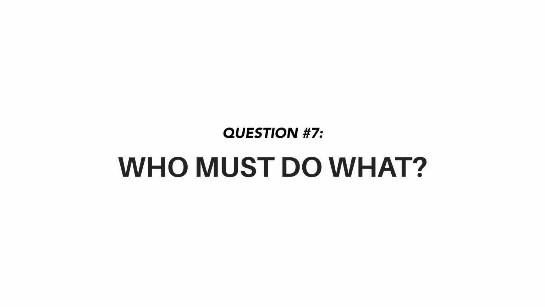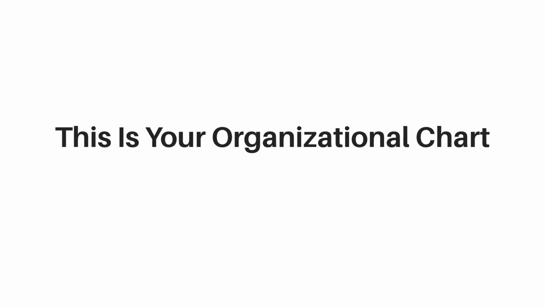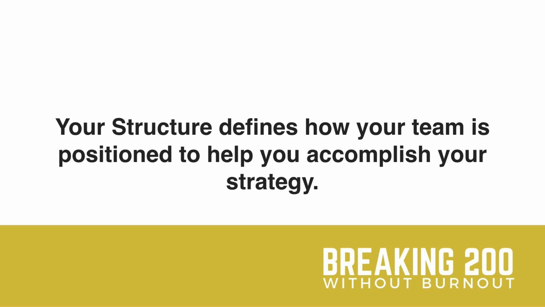This is so important because now we don't have people doing redundant responsibilities, and we don't have people doing busy work but not progress work. So who must do what? This is your org chart. Your structure defines how your team is positioned to help you accomplish your strategy. How are we positioning people? What roles are we placing them in to help accomplish the strategy?